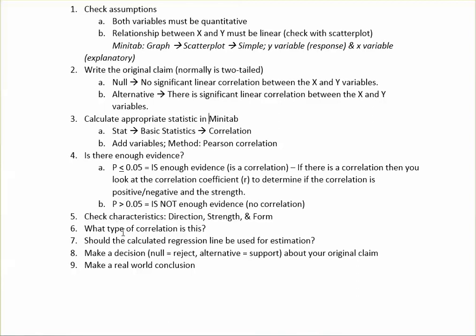You would also want to check your characteristics of direction, strength, and form. That was all covered last week. What type of correlation is this? The type is basically, is it positive, negative, or none? And then, should the calculated regression line be used for estimation, yes or no? And then make the decision: null, reject, alternative, support about your original claim, and the real world conclusion.